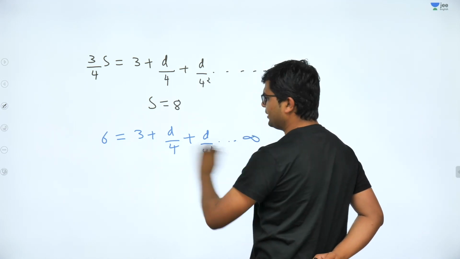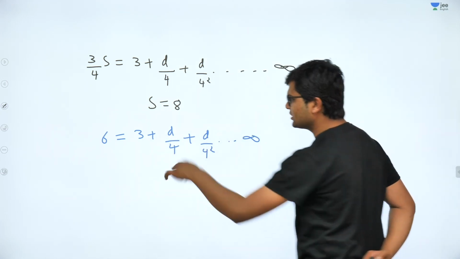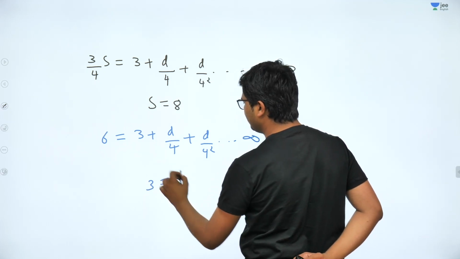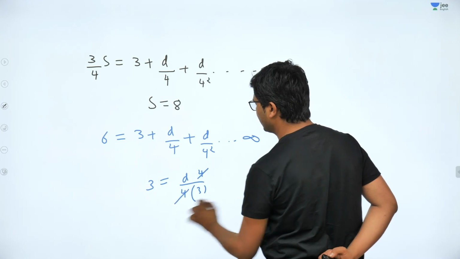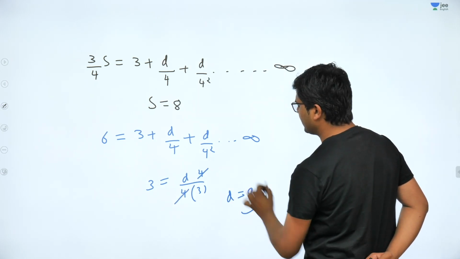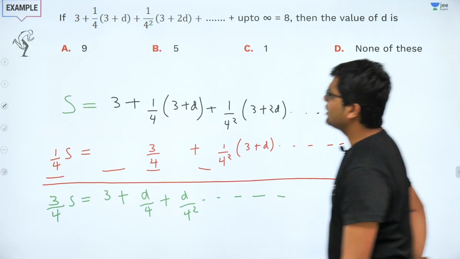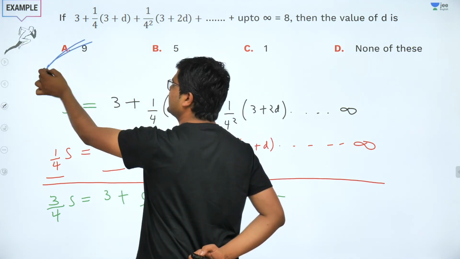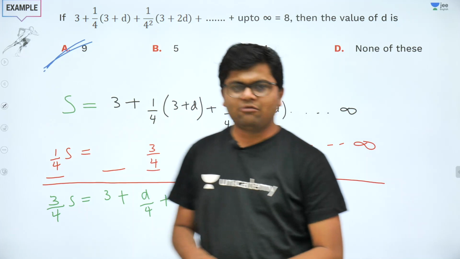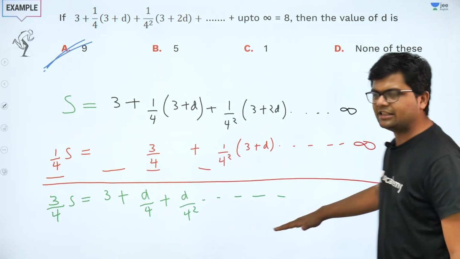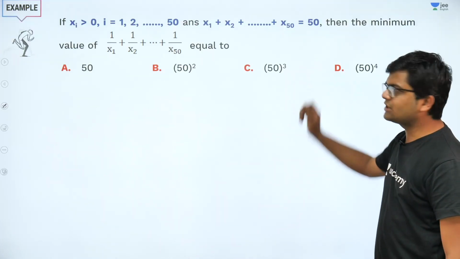So this is the sum of an infinite GP. Got my point? 6 minus 3 equal to 3, and it will be d by 4 upon 1 minus 1 by 4, that is 3 by 4, and the 4s cancel. Therefore, the d in this sequence will come out to be 9. Answer is A for Agra. Got my point? Very fundamental question, very easy question. You should understand it very easily. Very good, students. Next question.